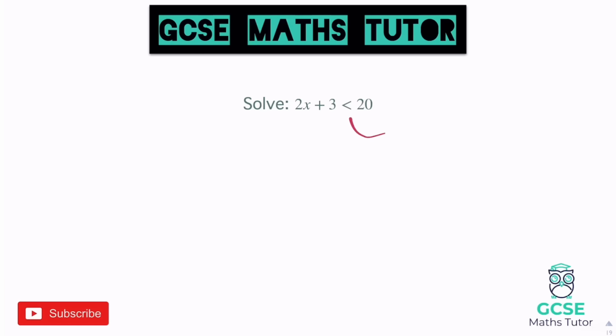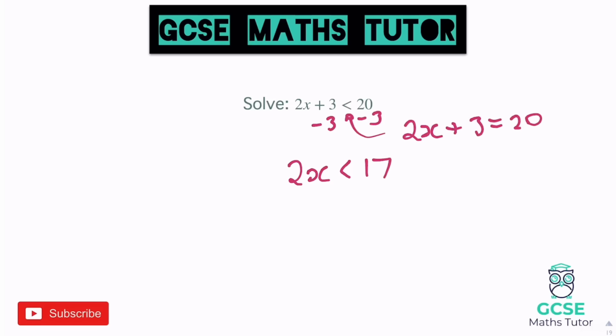Now this symbol shouldn't put you off here. It's an inequality, yes, but we're going to treat it exactly the same as if it was an equal sign. So before we saw a question like this where it was 2x plus 3 equals 20. We're going to do it in exactly the same way, but we're just going to leave that symbol in there. So we're going to take away 3 from both sides, which leaves us with 2x is less than 17, and then dividing by 2, we get x is less than 17 over 2, and we could probably work that out. 17 over 2, half of 17 is 8.5, so x is less than 8.5.